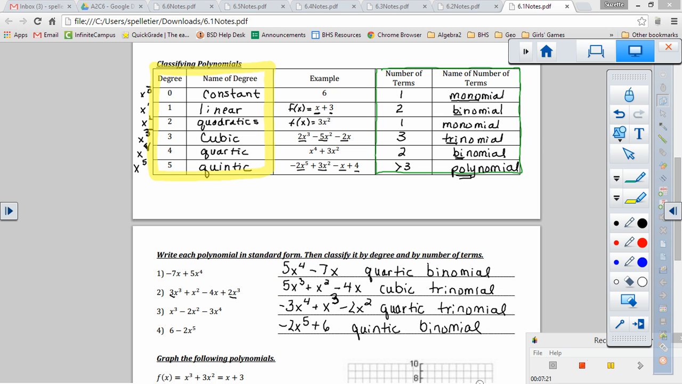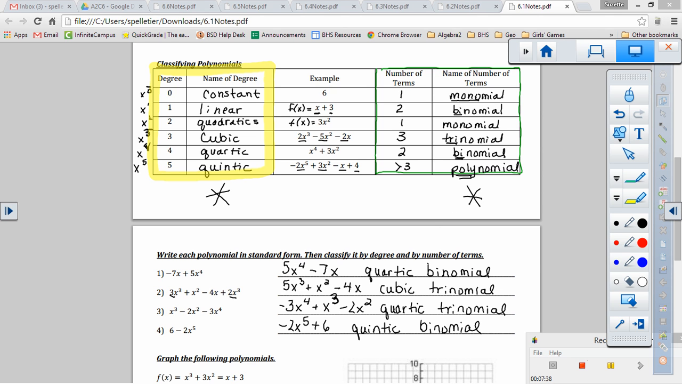So you can see that when you are classifying these by both degree and number of terms, you're going to have 2 answers. It's always going to be a quartic binomial or a cubic trinomial. It's going to have 2 names, one by the degree and one by the number of terms.